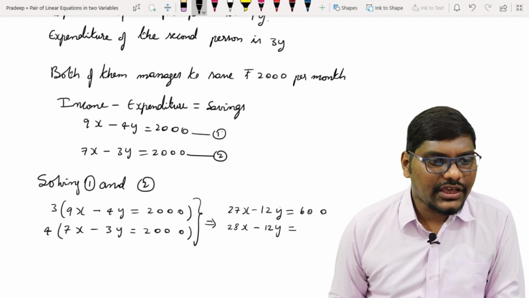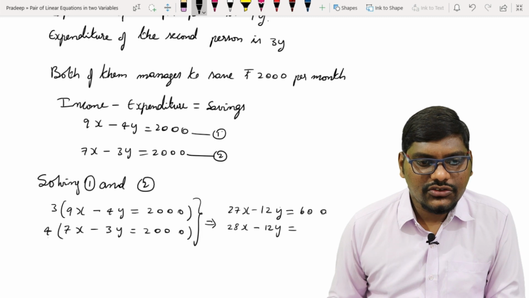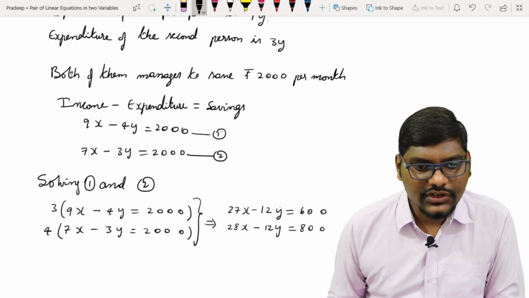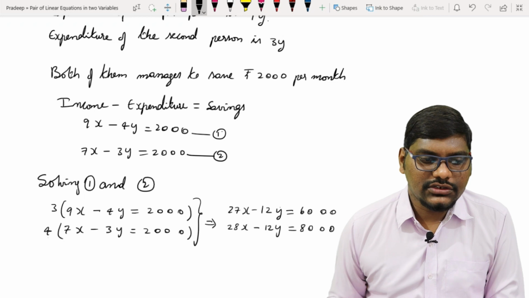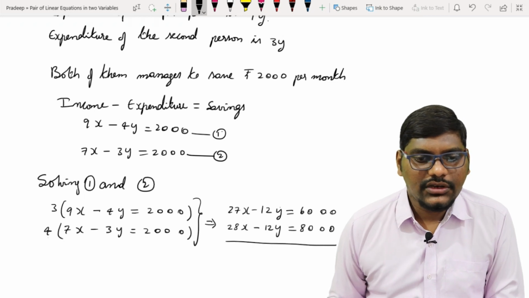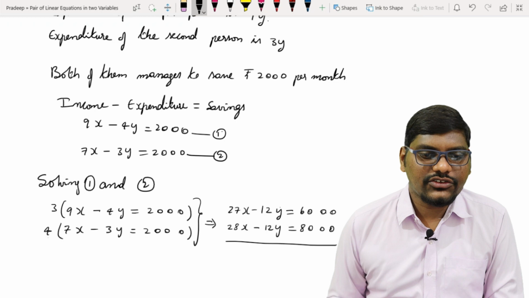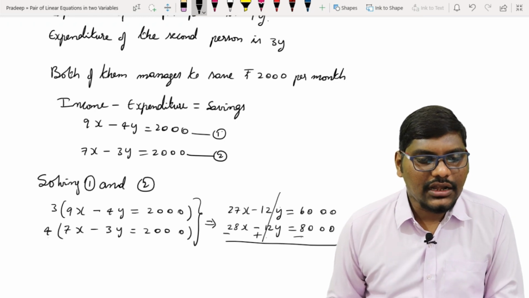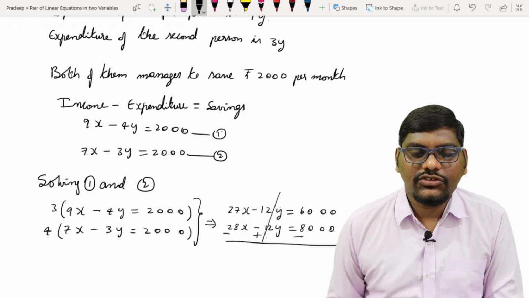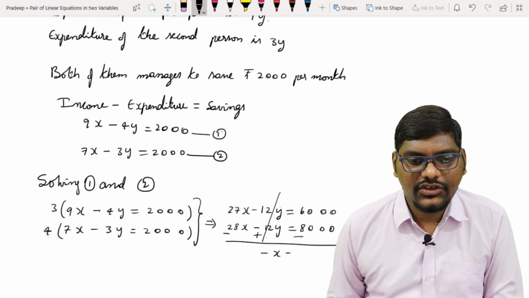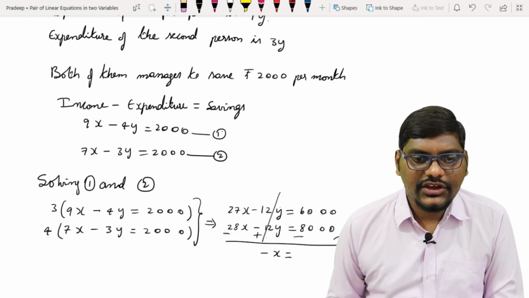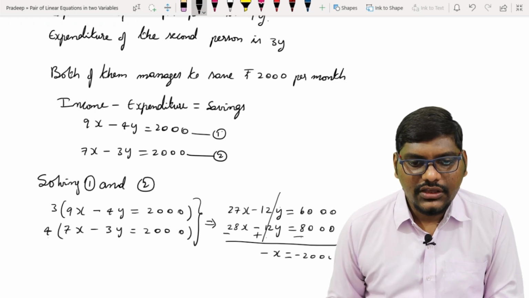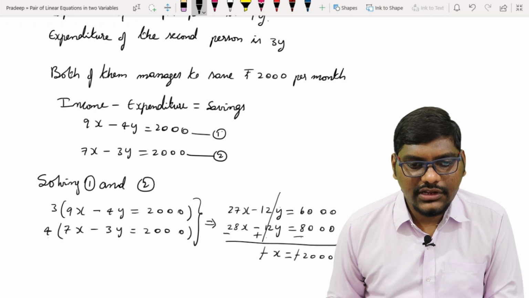So this I can write as 4 2s are 8, so this is 8000. This is also 6000, this is also 8000. So let's try to solve them further. I'll just change the sign. So this is minus and this is plus and this is minus, so I could cancel this part. So 27x minus 28x, I'll be left with minus x equal to 6000 minus 8000, in the sense minus 2000, which means minus minus can be cancelled on either side. So the x value we are getting is 2000.